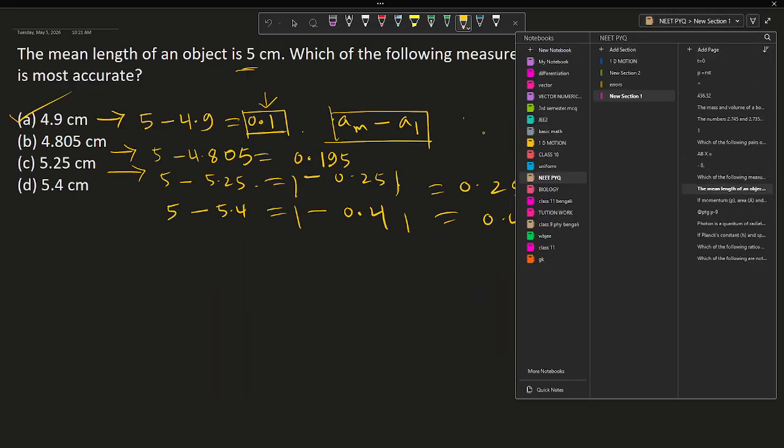Okay, that's all for today. We have completed all the MCQs from chapter 1.